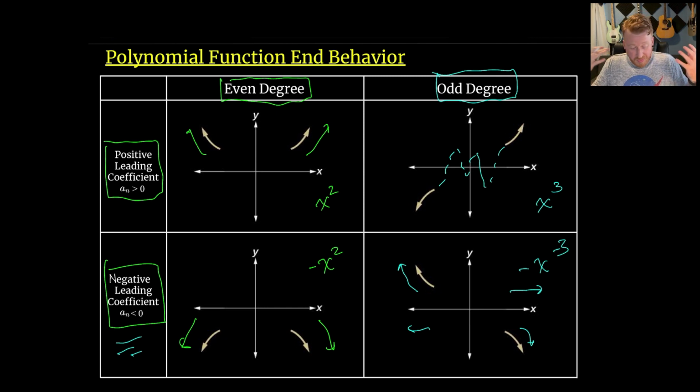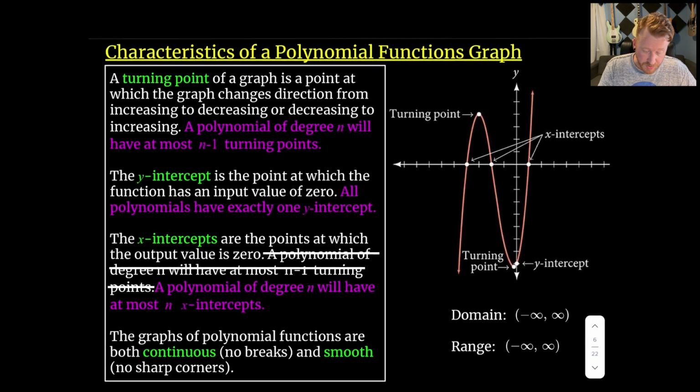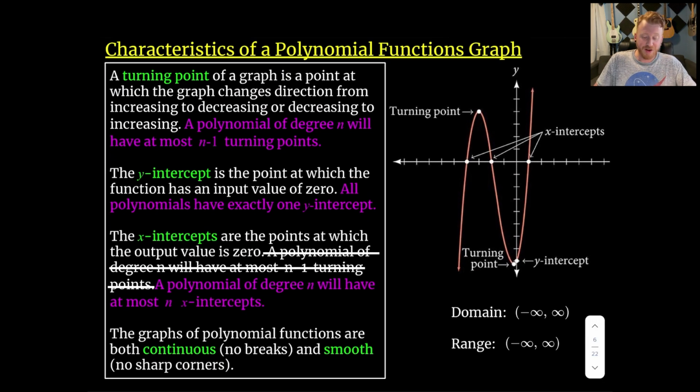So we will need to know this function end behavior as we go forward in trying to look at graphs and understand them and recognize what's going on, or just to be able to graph one of these ourselves. So we'll look at the characteristics of a polynomial function's graph. The first thing we'll talk about here is the turning point of a graph. It is a point at which the graph changes direction from increasing to decreasing or decreasing to increasing.